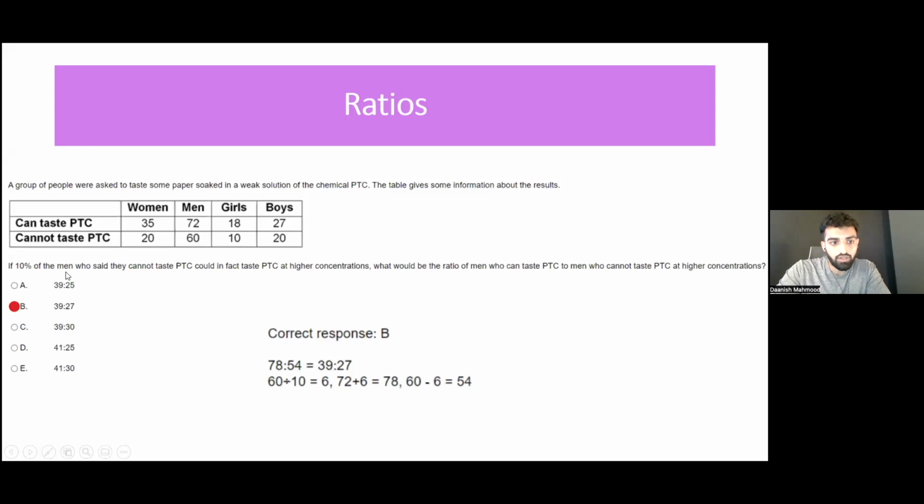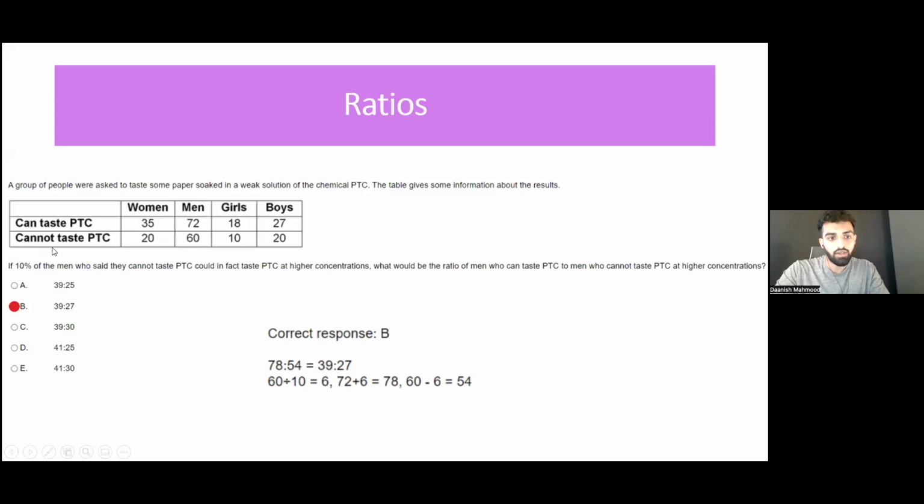So basically this question is asking you about the men. It's kind of wordy, this question. So I would recommend as you're doing the question, you write down with your pen what it's asking you. When I did this question myself, I physically had to write it down as I was reading the question. Otherwise, it kind of confused me. So if 10% of the men who said they cannot taste PTC could in fact taste PTC at higher concentrations, right? Already 10% of the men who cannot taste PTC.